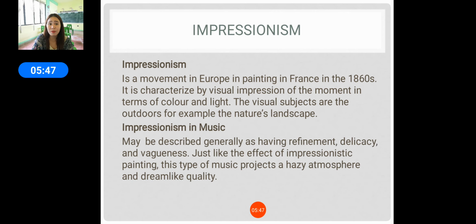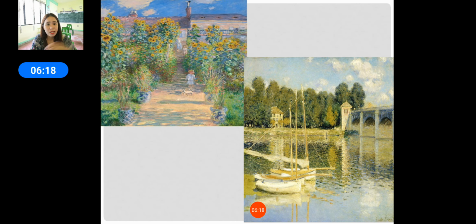Impressionism in music, as we knew, may be described generally as having refinement, delicacy, and vagueness. Just like the effect of Impressionistic painting, this type of music projects a hazy atmosphere and dreamlike quality. Also in art, the Impressionism painting shows a hazy atmosphere and dreamlike quality. It's just like you are dreaming in a hazy world. Okay, let's just go back to the pictures presented a while ago.